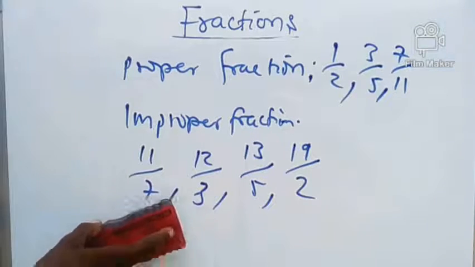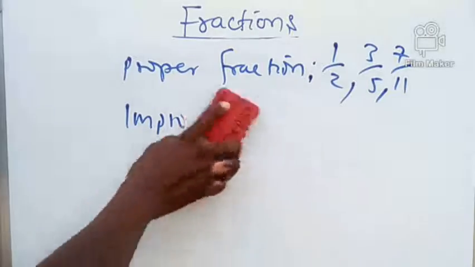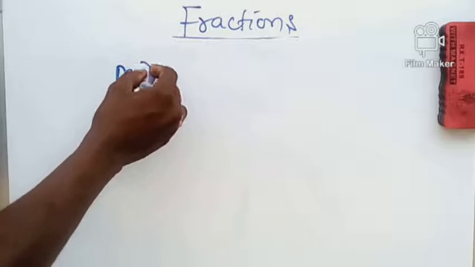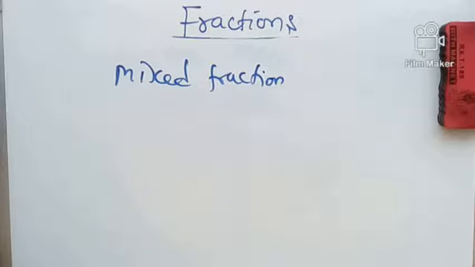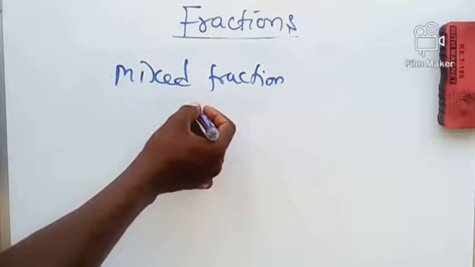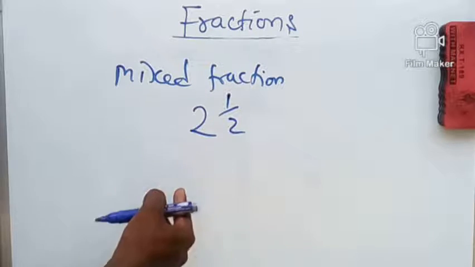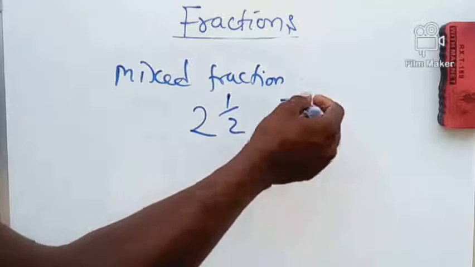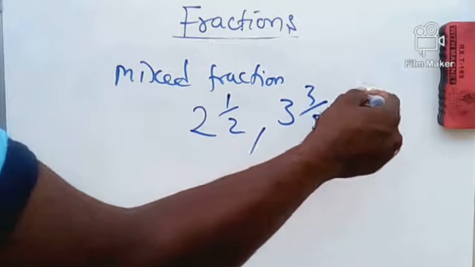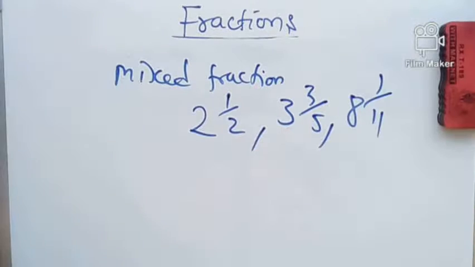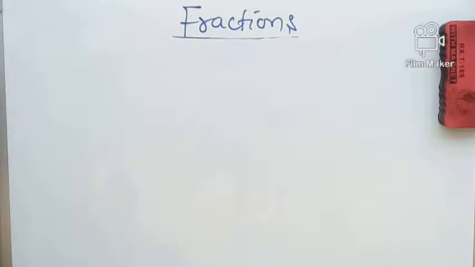Now, there is another important type of fraction which we call a mixed fraction. What is a mixed fraction? A mixed fraction is simply a fraction that consists of a whole number and a proper fraction. Anytime you have a whole number attached to a fraction, we call it a mixed fraction. Examples of mixed fractions include 2 whole number 1 over 2, 3 whole number 3 over 5, 8 whole number 1 over 11. As long as a fraction is attached to a whole number, what you have there is called a mixed fraction. Now let's take a look at conversion of fractions from one form to another.